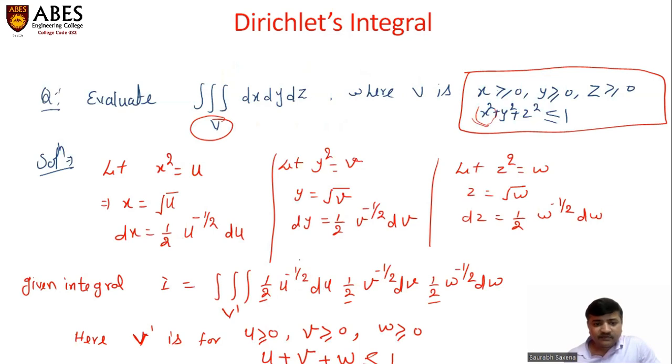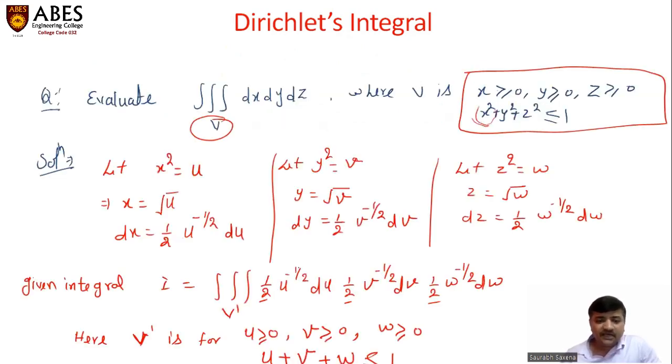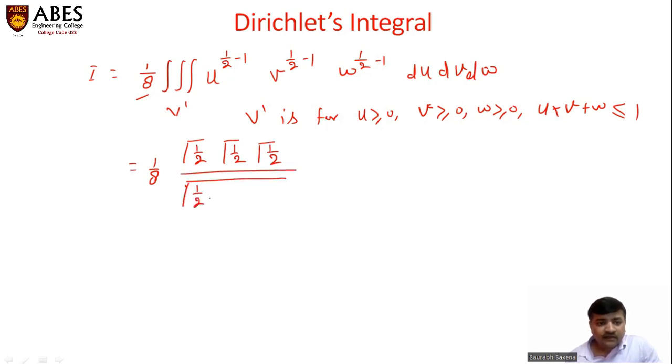U to the power minus 1 by 2. If I want to make use of Dirichlet's integral, the function must be written in the form variable to the power something minus 1. So u to the power minus 1 by 2 may be written as u to the power 1 by 2 minus 1. Similarly in the case of v, and similarly in the case of w. Now this particular integral is in Dirichlet's integral form, and its value may be written as 1 by 8 gamma l gamma m gamma n divided by gamma of l plus m plus n plus 1.